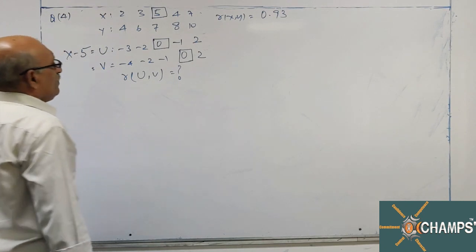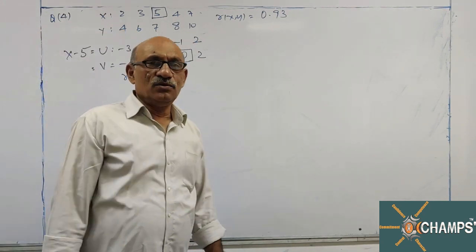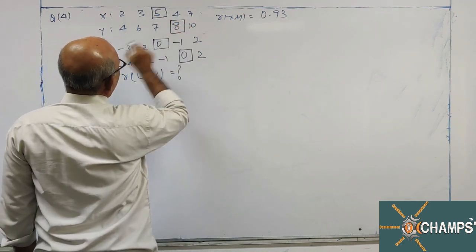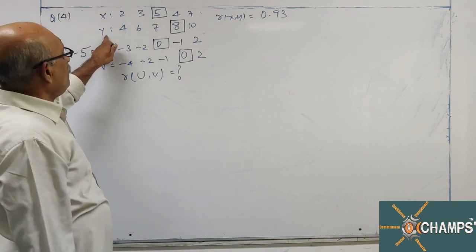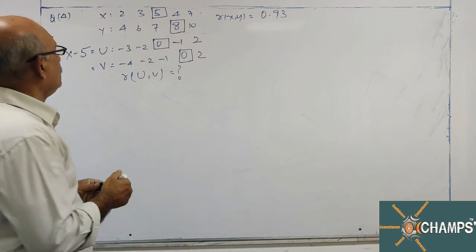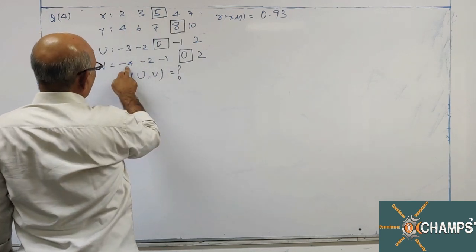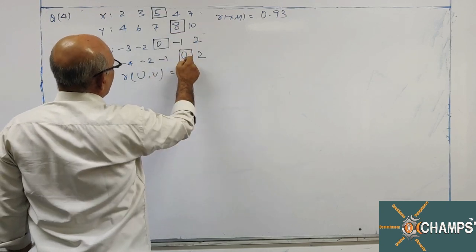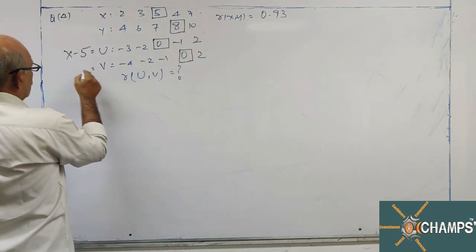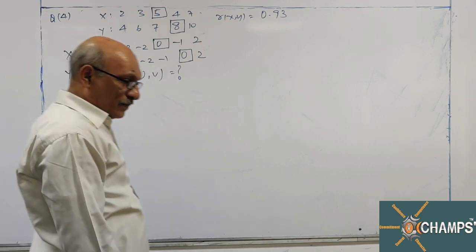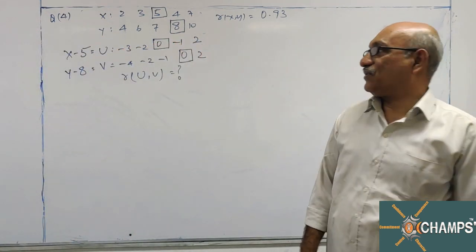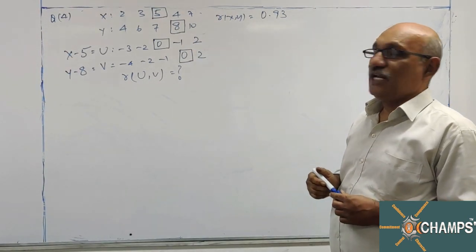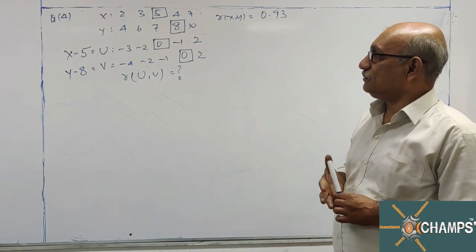Fourth value of the variable v is 0. Here also, the fourth value of the variable y is 8. 4 minus 8 is -4. 6 minus 8 is -2. 7 minus 8 is -1. 8 minus 8 is 0. 10 minus 8 is 2. So v can be written as y minus 8. This is from the given information only. The relation is derived from the given information.